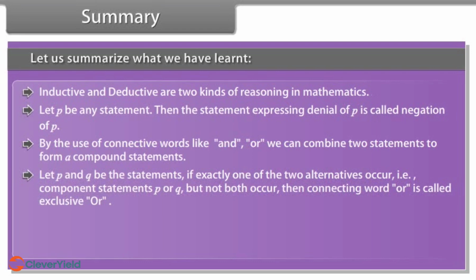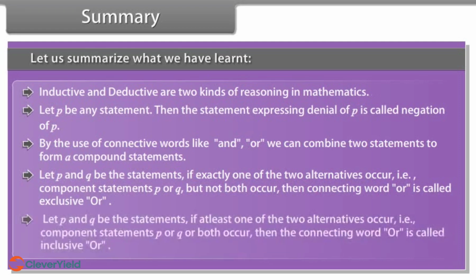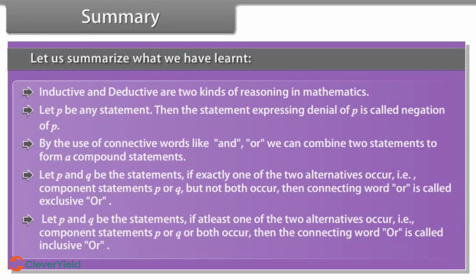Let P and Q be statements. If exactly one of the two alternatives occurs, that is, component statements P or Q, but not both, occur, then the connecting word or is called exclusive or. If at least one of the two alternatives occurs, that is, component statements P or Q or both occur, then the connecting word or is called inclusive or.